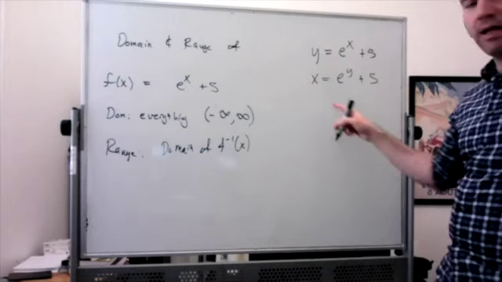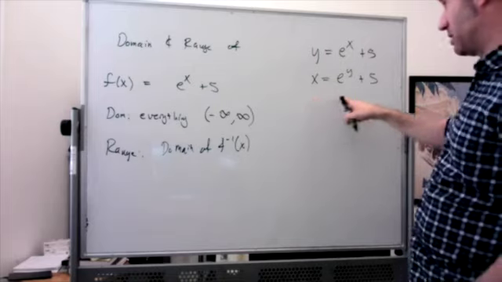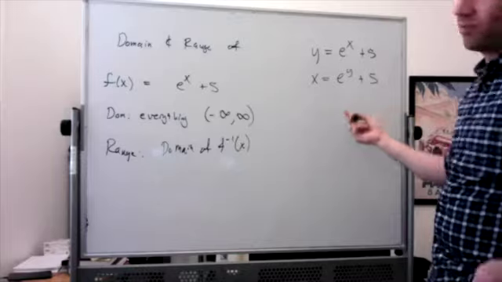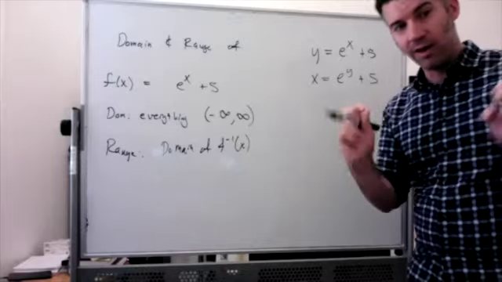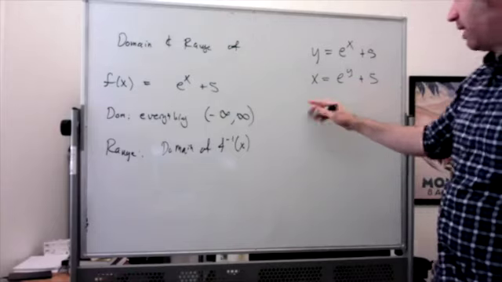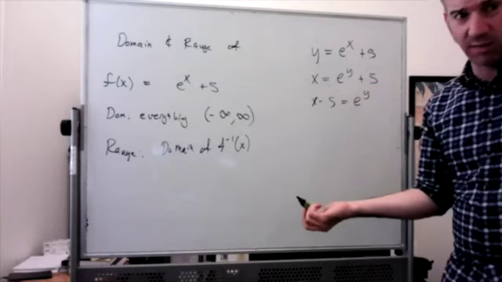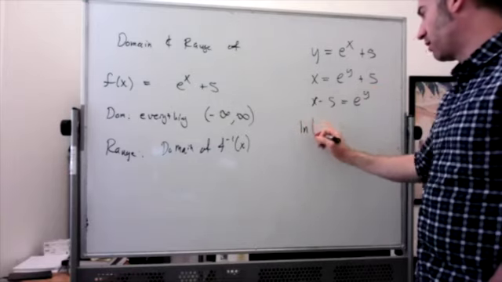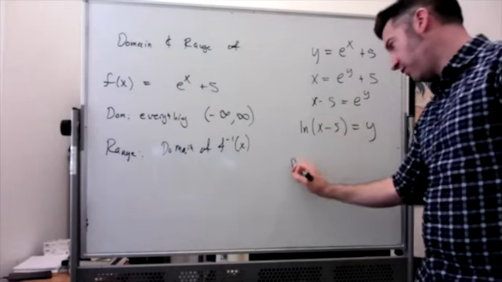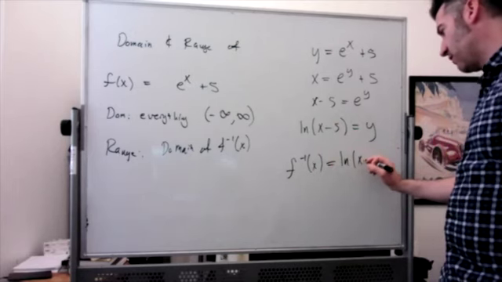So then you might observe here, well, look, x can't be negative, x can't be anything less than 5 because e to the y is always positive. Plus 5 is going to be even more positive. But we're going to do it the normal way, the more standard way, I guess, by solving for y. So subtract 5, x minus 5 equals e to the y. And then we're going to take the natural log of both sides. So that the natural log of x minus 5 equals y. So our inverse function, f inverse of x, is the natural log of x minus 5.